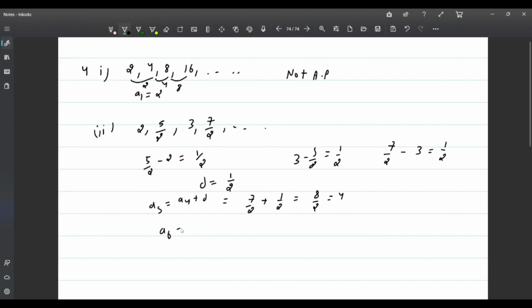A6 is equal to a5 plus d. So this will be 4 plus 1/2, this is equal to 9/2. Same as a7: a6 plus d. So this is equal to 9/2 plus 1/2, this is equal to 10/2, which is equal to 5.